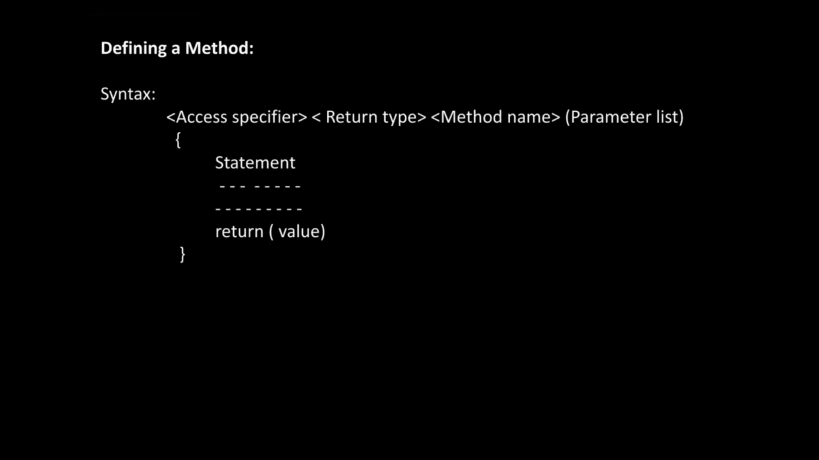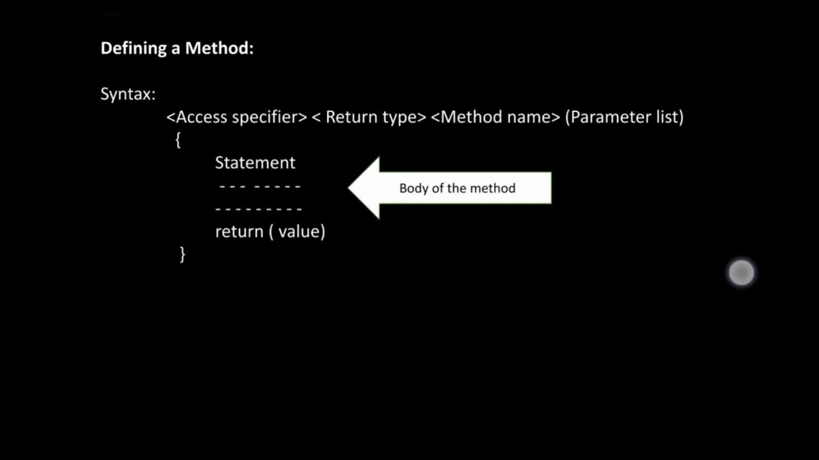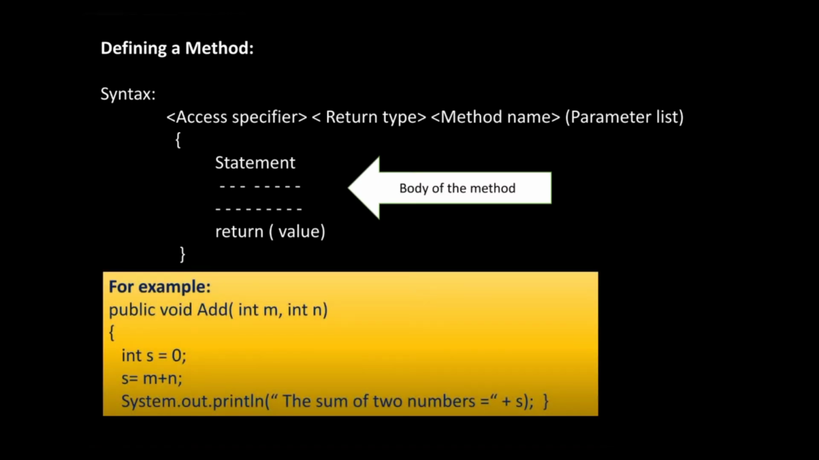Now let's move on to the next topic, that is how to define a method. The general form of defining a method is as shown, that is access specifier, return type, method name, parameter list, and the body of the method. The different components of a method are: header. For example, public void add(int m, int n).